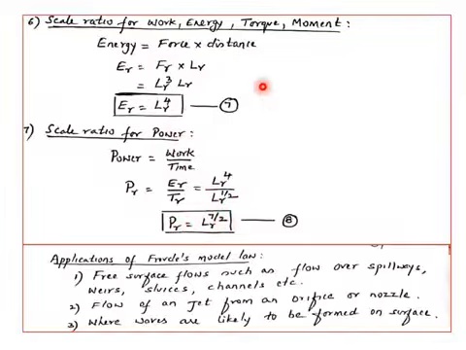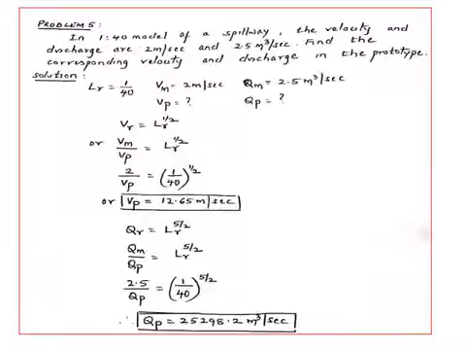So these ratios which you have determined for all the quantities can always be expressed in terms of the linear scale ratio, which will be used in the problems. So where does Froude's model law find its applications? Particularly in free surface flow, such as flow over spillways, weirs, sluices, channels like this, or flow of a jet from an orifice or a nozzle, where waves are likely to be formed on the surfaces. So these are cases where the gravity force predominates.